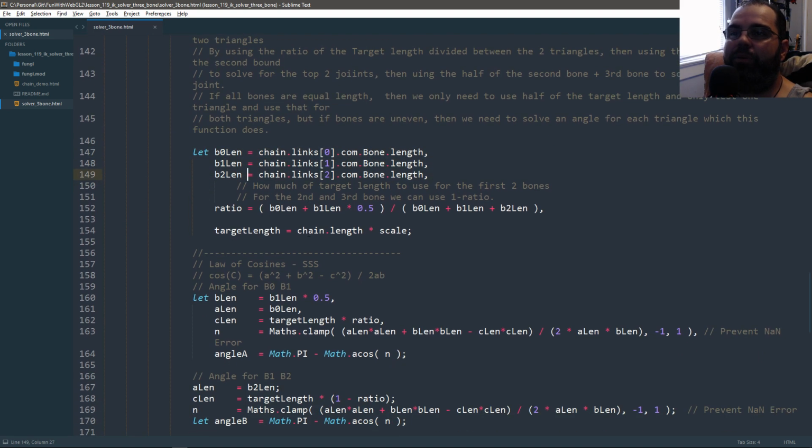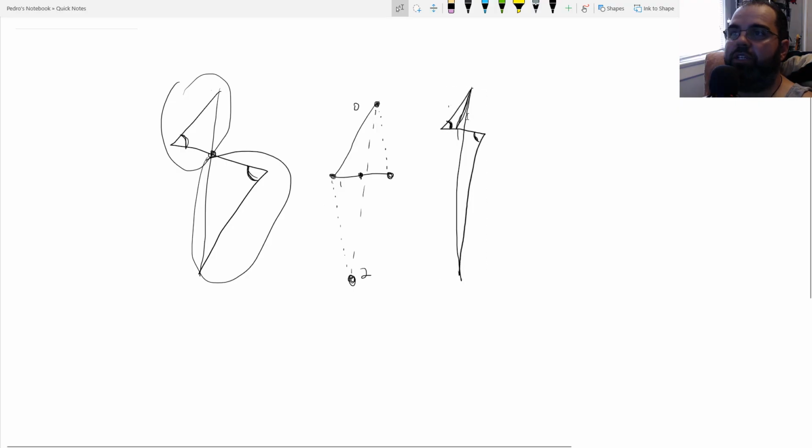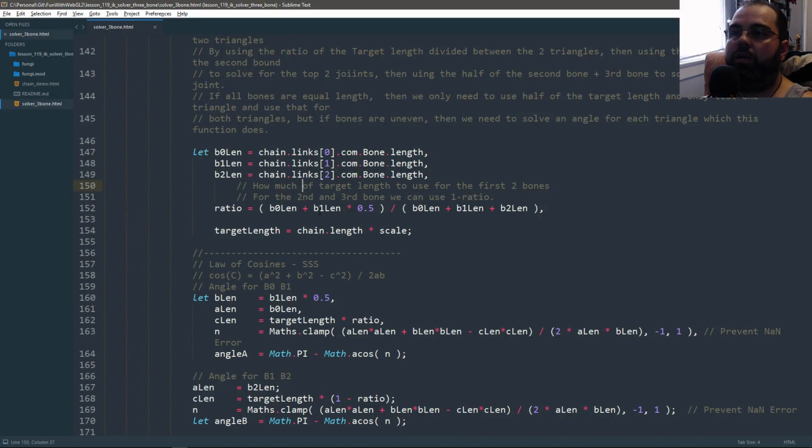All right, so the first thing we need to do, like I said, is get all our lengths in place. So we have all our bone lengths. That's fine. And then create a little equation on how to get that ratio for that target length. Like how much of that target length is the bottom triangle going to use, and how much is the top triangle going to use.